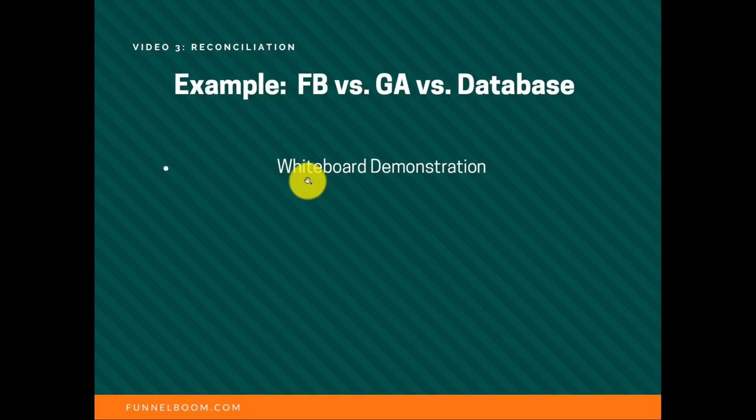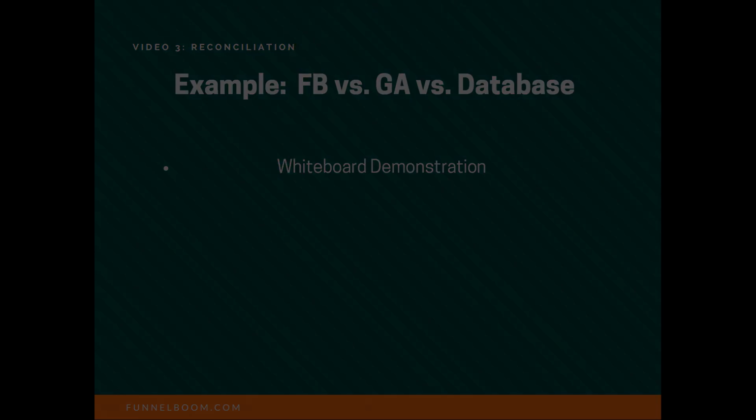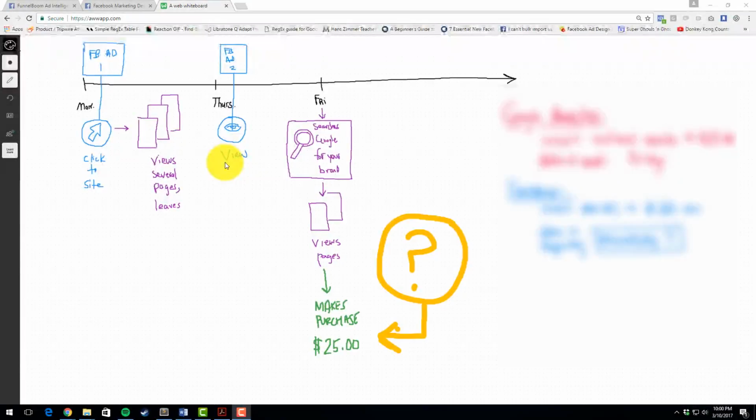Okay, so let's go to our demo that we talked about. So one second here. Okay, so let's go through an example/illustration here. I've got the answer blurred out for now. So I'm going to give you an opportunity to try to guess at how this scenario would be attributed in Google Analytics and Facebook.